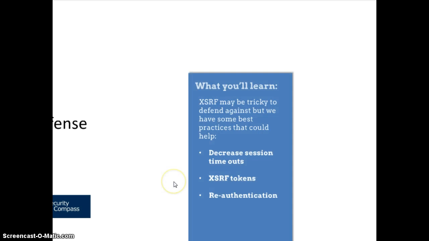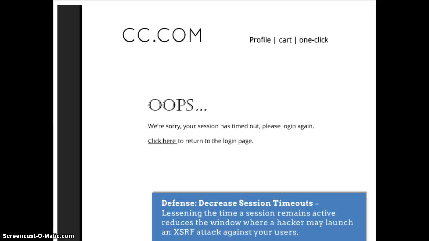Let's now learn about some of the defenses against cross-site request forgery. We'll be talking about decreasing session timeouts, tokens, and forcing reauthentication. So remember that in order for cross-site request forgery to work, a user has to have a valid session to the site that a hacker wants to take advantage of. In our example, we wanted to take advantage of Megan's account on CC.